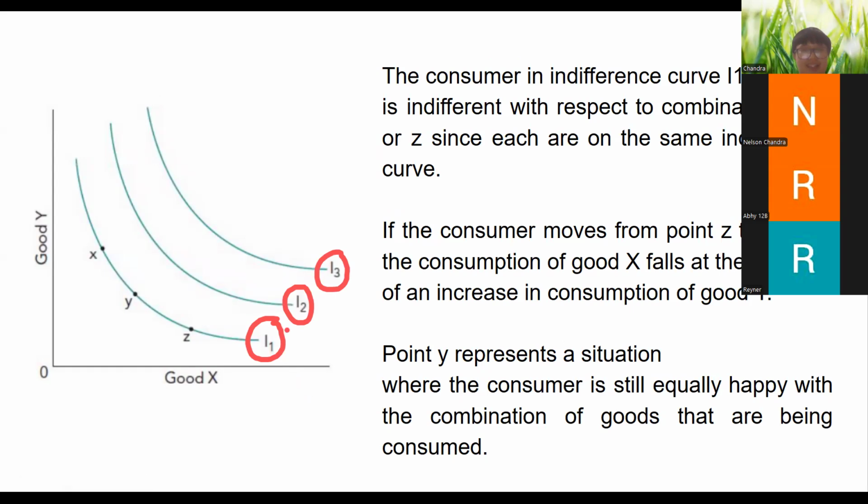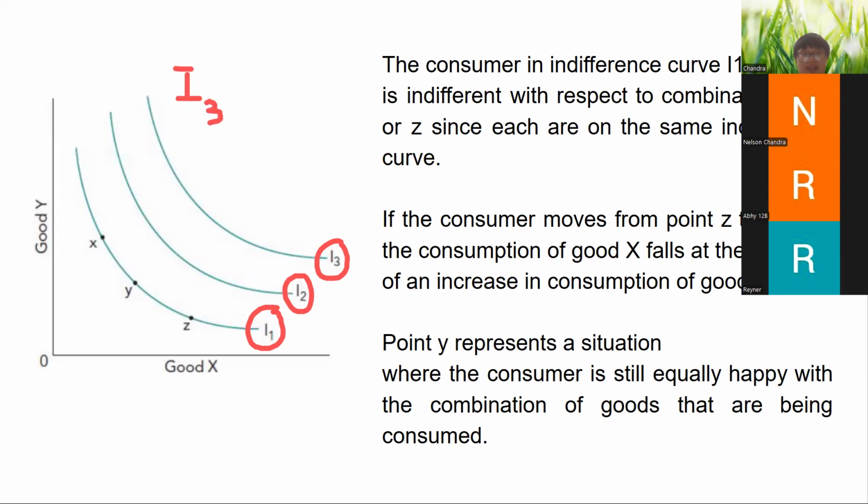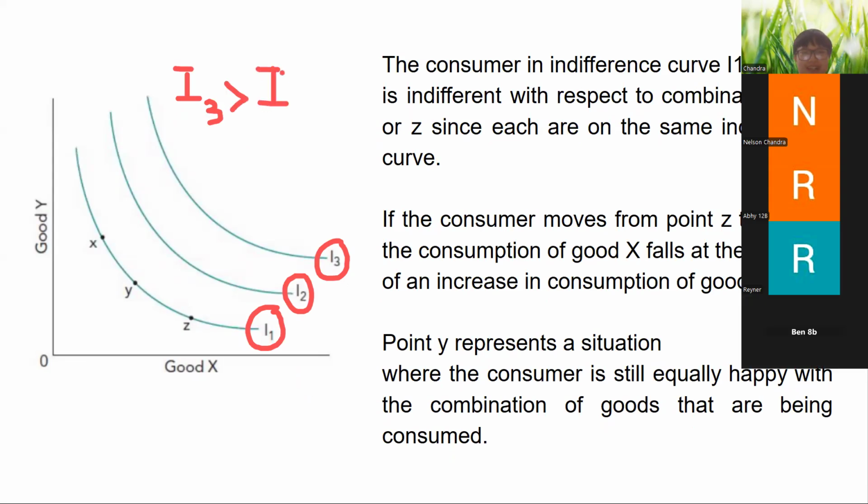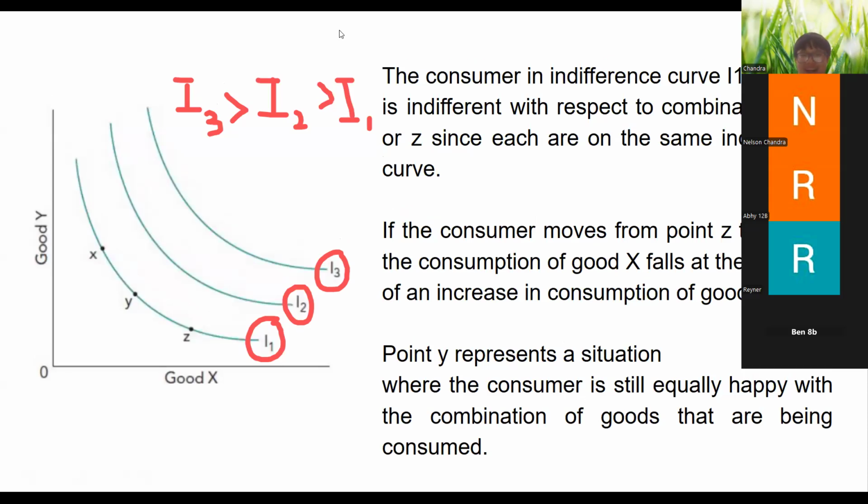Yeah, so that is the condition. I3 would have a higher level of satisfaction compared to I2, and also higher compared to I1. So the further away, the higher the level of satisfaction.